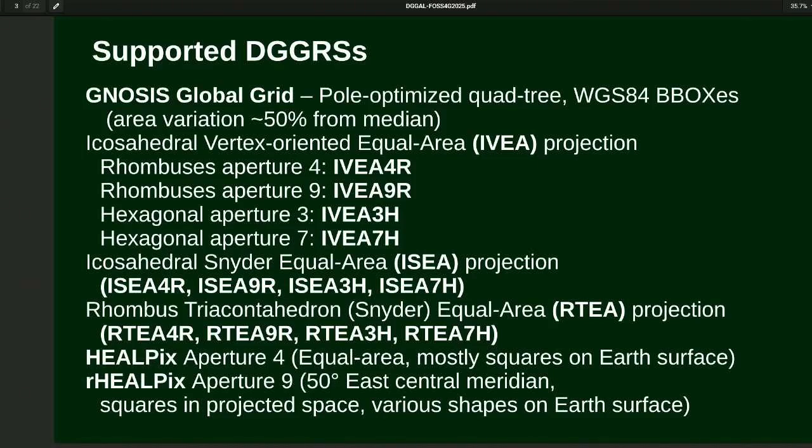So the DGGRSs that are supported, there's 18 of them. The first one is very simple. It's called the Gnosis Global Grid. There's also an OGC 2D tile matrix set, which is called the Gnosis Global Grid. So it's exactly the same thing, which means that you can also use it with OGC API tiles. But this is basically the DGGRS concept.